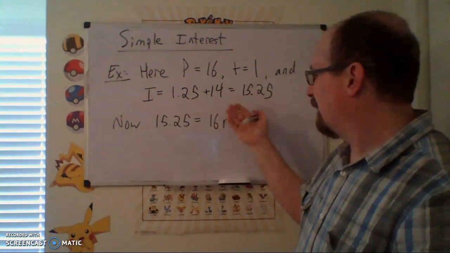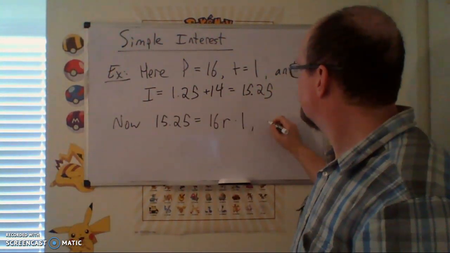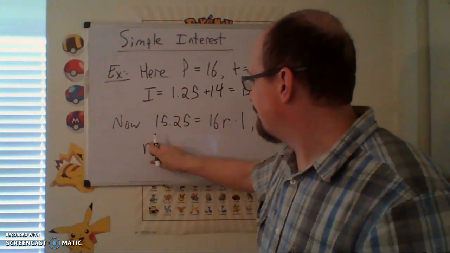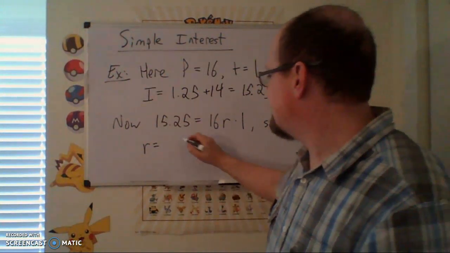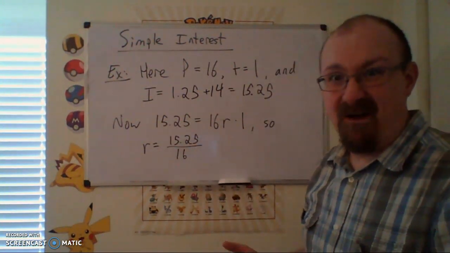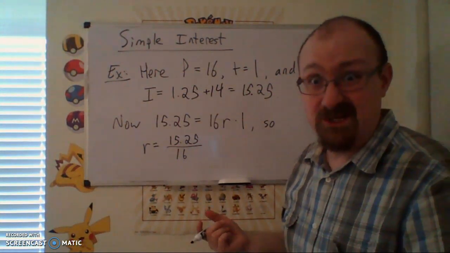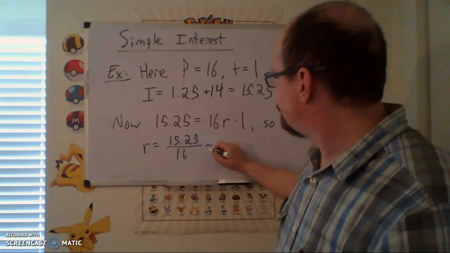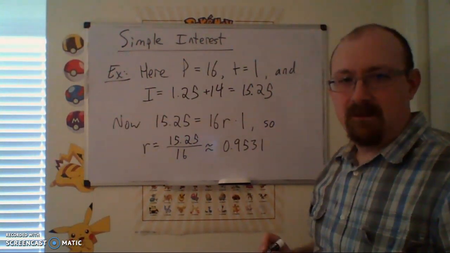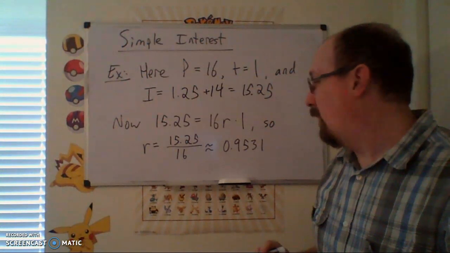He really doesn't matter. He kind of goes poof. So to get R by itself, we just divide both sides of this equation by 16. Again, I guess technically if you wanted to divide by 1, you could, but it doesn't change anything. And when I worked this out, I got an R value of 0.9531.